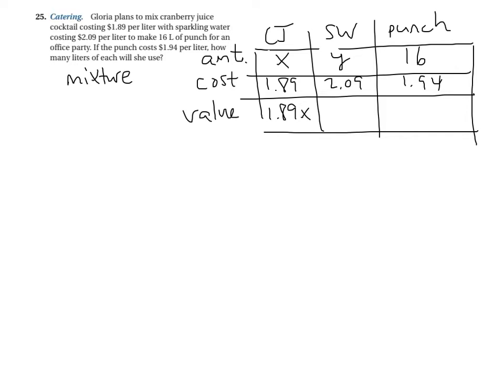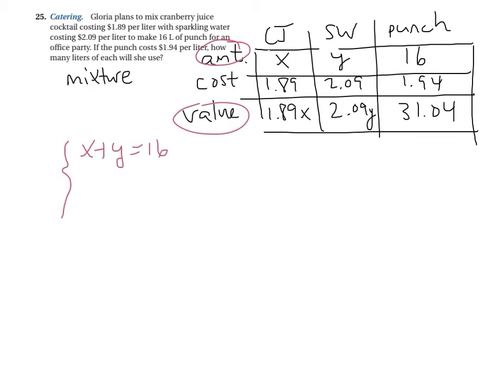The total value of the cranberry juice is 1.89x. The value of the sparkling water is 2.09y. And then the total value of the punch is 16 times 1.94, which is $31.04. So our first equation comes from the first row, and our second equation comes from the third row. X plus y is 16. 1.89x plus 2.09y equals 31.04.